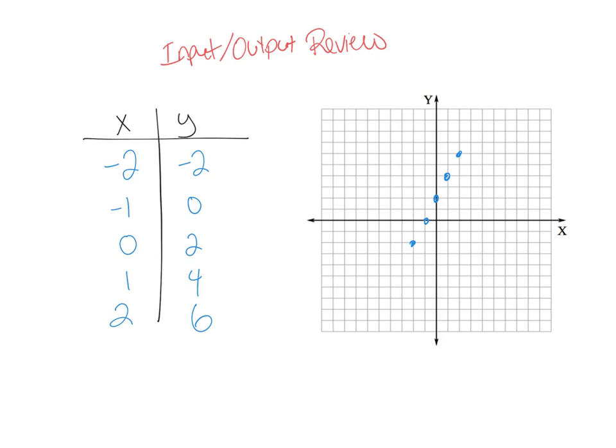Here's a quick review of inputs and outputs. When you're looking at a table, your X values are going to be your inputs. Oftentimes those are on the left side of a table, or if your table is going left to right, it's going to be on the top row. The Y values are going to be your outputs. Again, it's usually on the right side of a table, or if your table is going left to right, it's going to be on the bottom row.